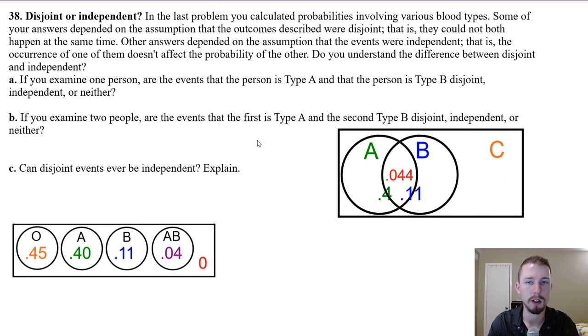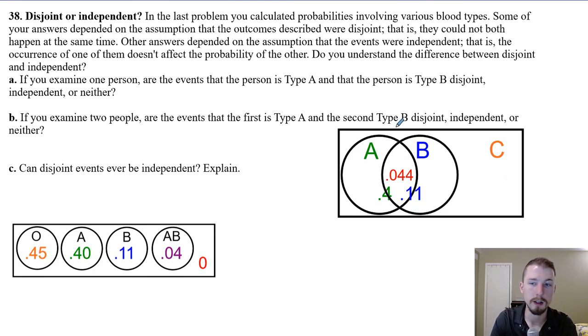Other answers depend on the assumption that the events were independent. That is, that the occurrence of one of them does not affect the probability of the other one. Do you understand the difference between disjoint and independent? So if you examine one person, are the events that the person is type A and that the person is also at the same time type B disjoint, independent, or neither?